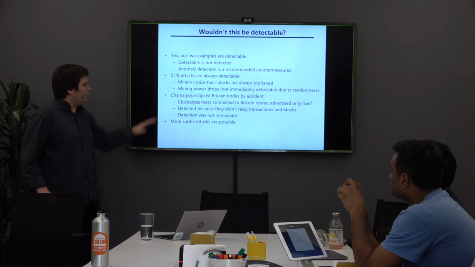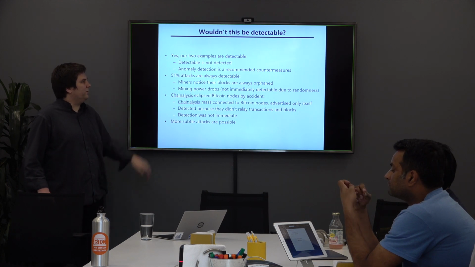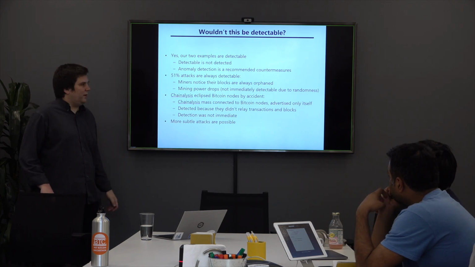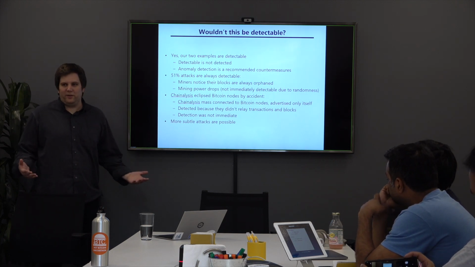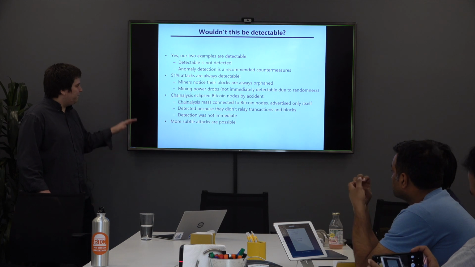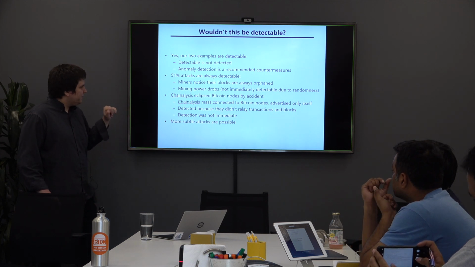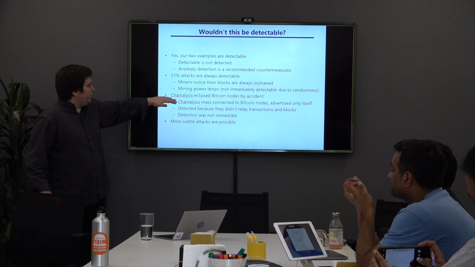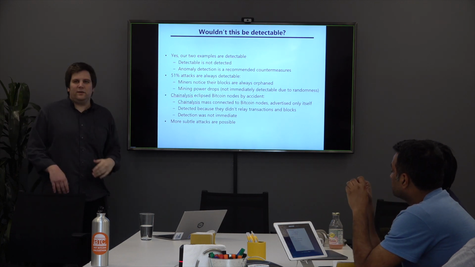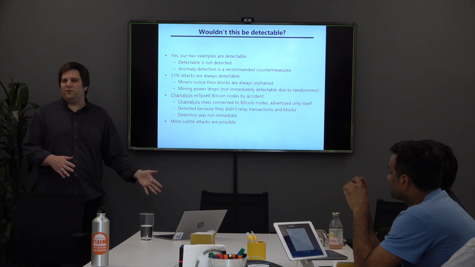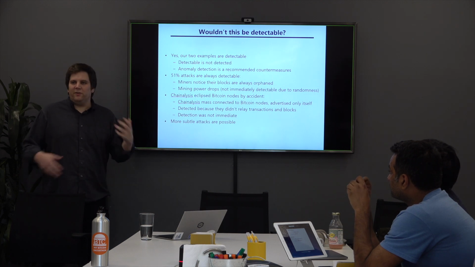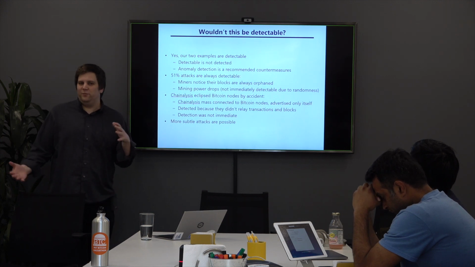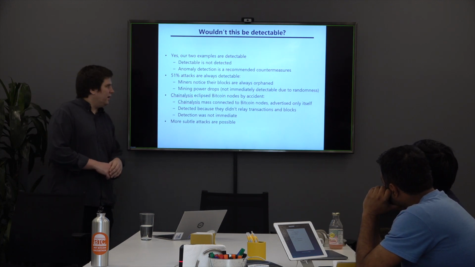And I agree it would be detectable, but detectable is not detected. We do think people should do anomaly detection, especially if they're running nodes. I would point out that even if you were doing these 51% attacks, or with less than 51% of the mining power, there's a lot of variance in when blocks are discovered. So it's not immediately obvious that you've been eclipsed from the other miners.